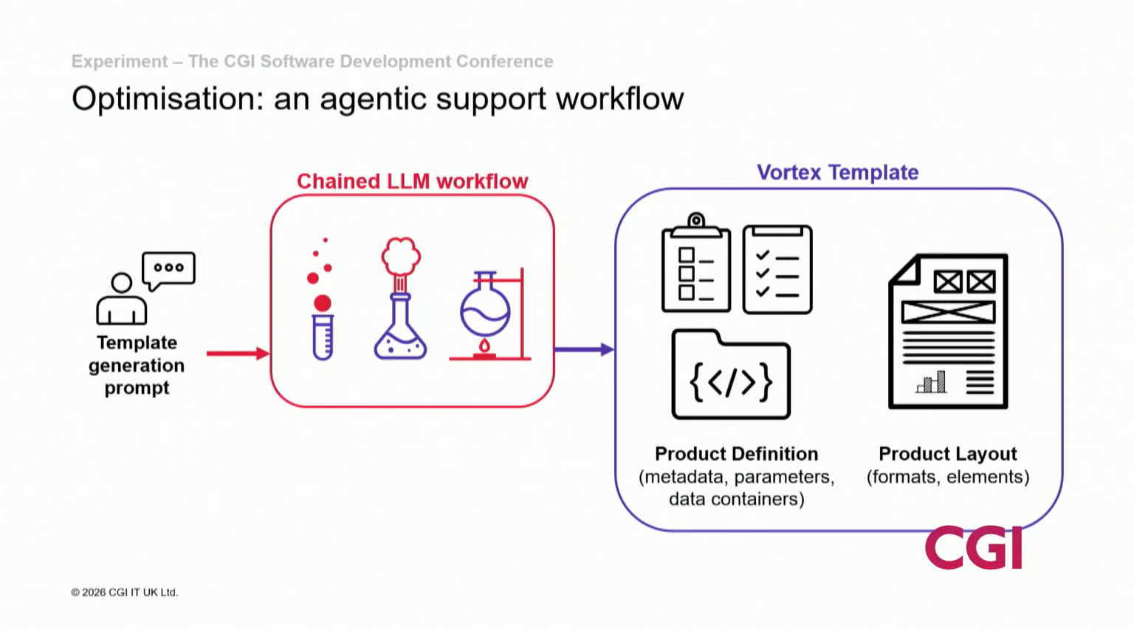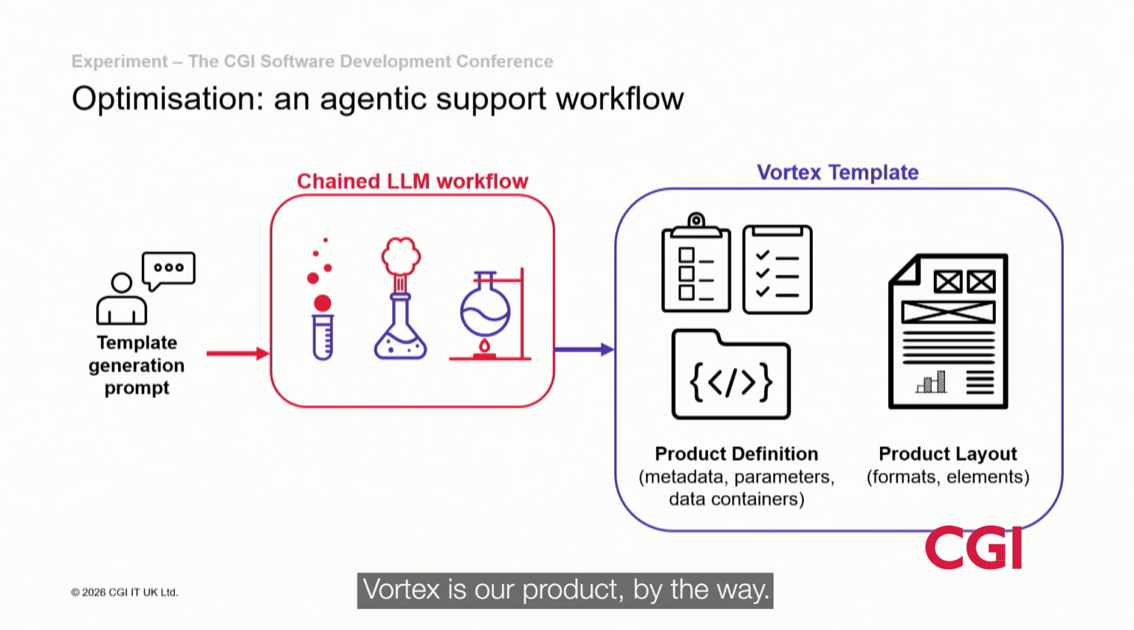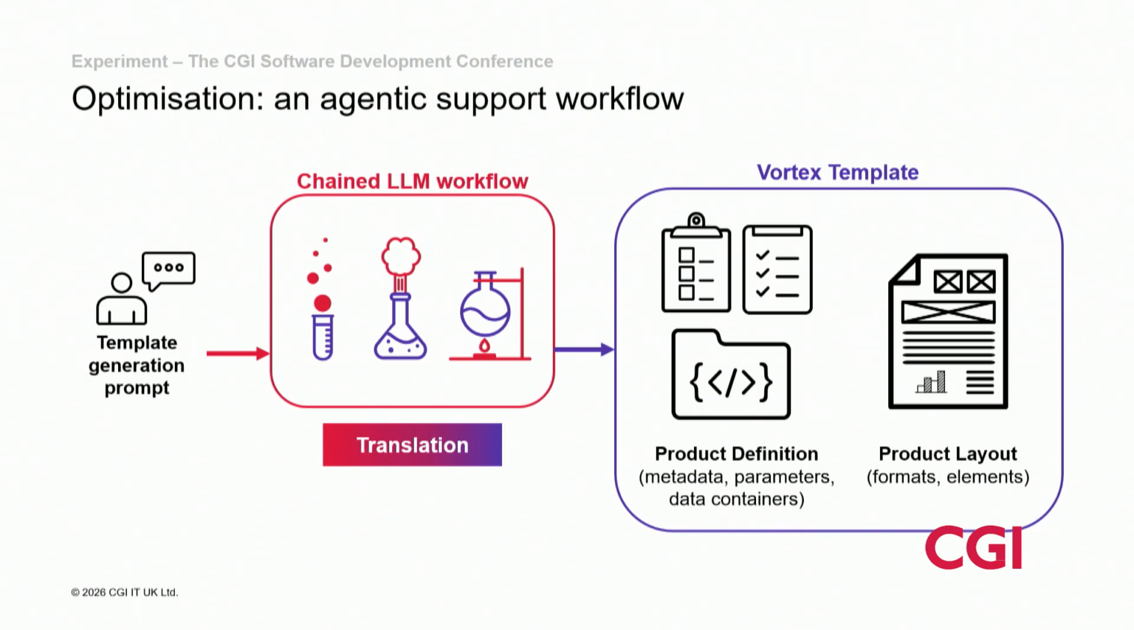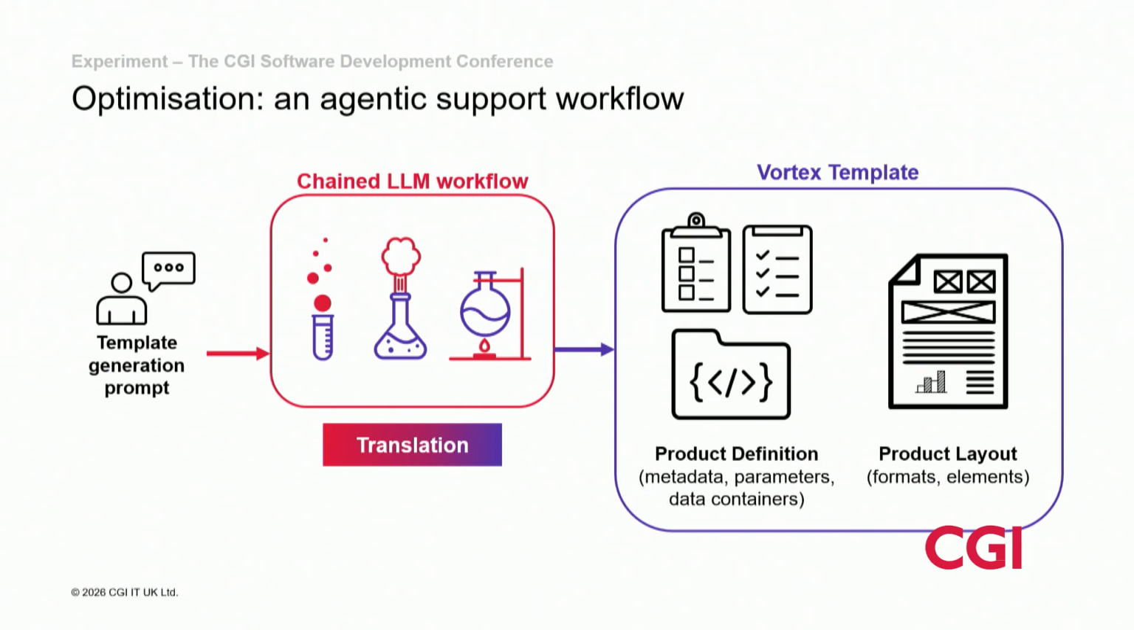So the workflow that we're designing here is basically, much as we've seen a lot of today, a prompt fed into a workflow, out of which we get our Vortex template. Vortex is our product, by the way. The data object that we have has these different subparts. You've got the product definition describing the inputs, the product layout describing the outputs. Each of those has a schema, and the subparts of it have their own schemas, and so on and so on. So we need to get something that matches that exactly out of the other end. But this is just a translation layer fundamentally, and that's another thing LLMs are pretty good at.